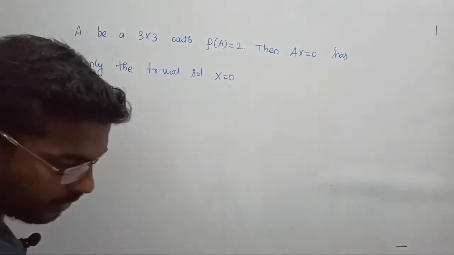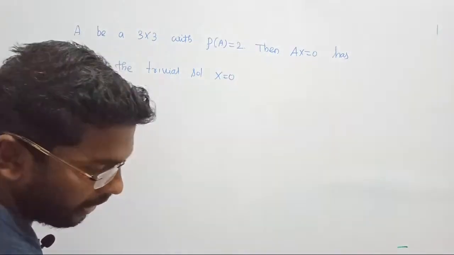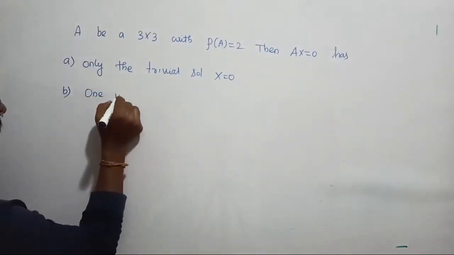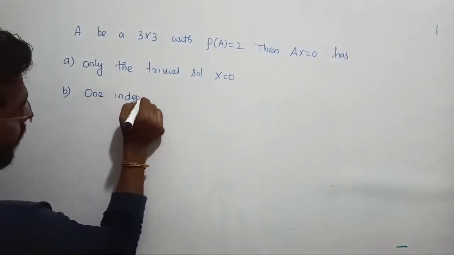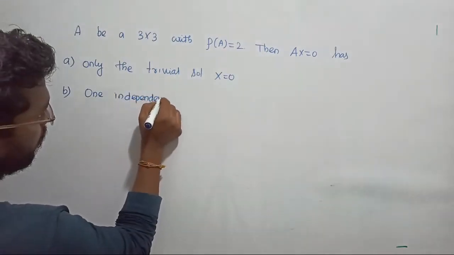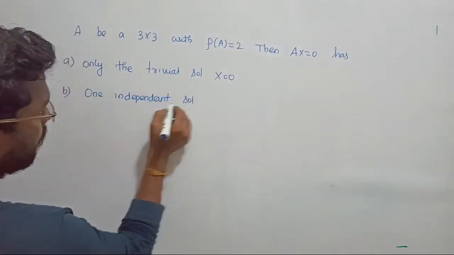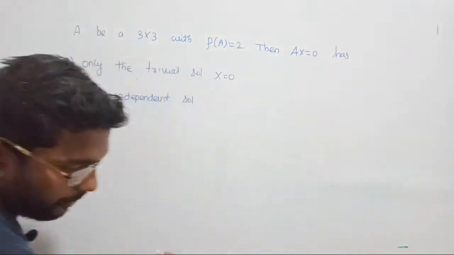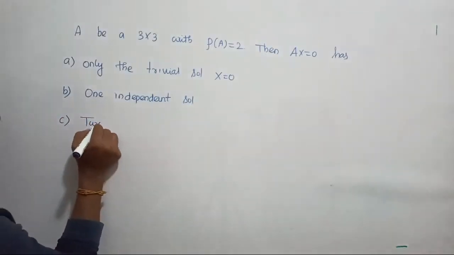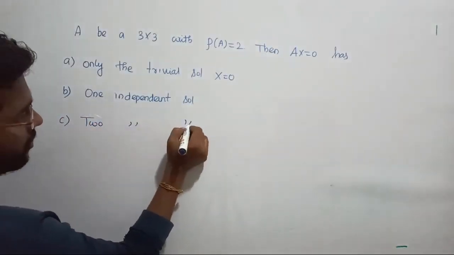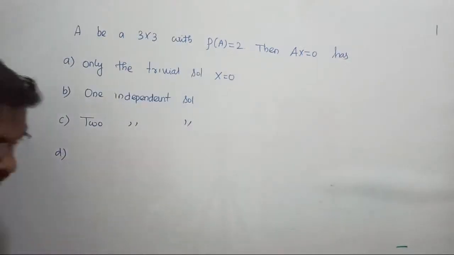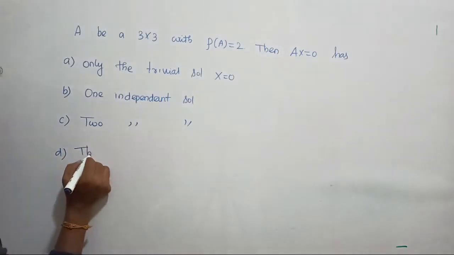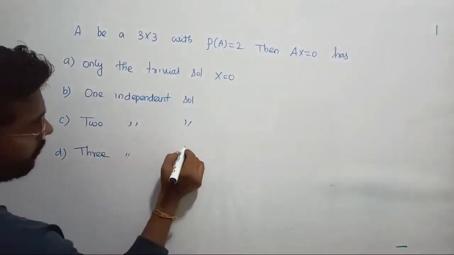Second, only one independent solution. You'll have only one independent solution. Option C, 2 independent solutions. And option D, 3 independent solutions.